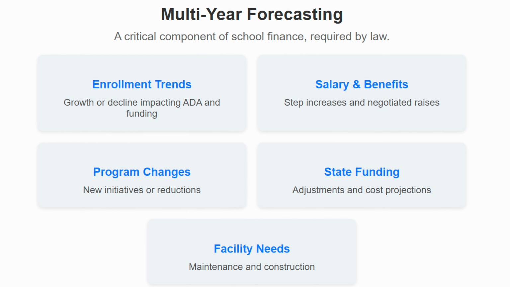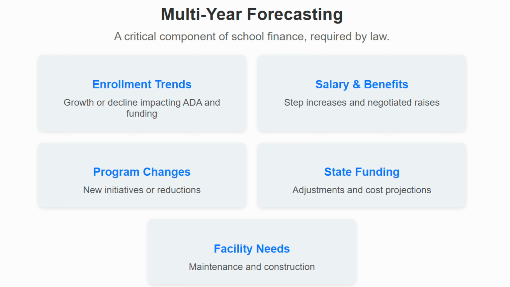This brings us to multi-year forecasting, one of the most challenging aspects of school finance. Districts must project their finances 3 years into the future. This isn't just good practice, it's required by law. These projections consider multiple factors: enrollment trends. Are we growing or declining? This directly affects our ADA and funding.